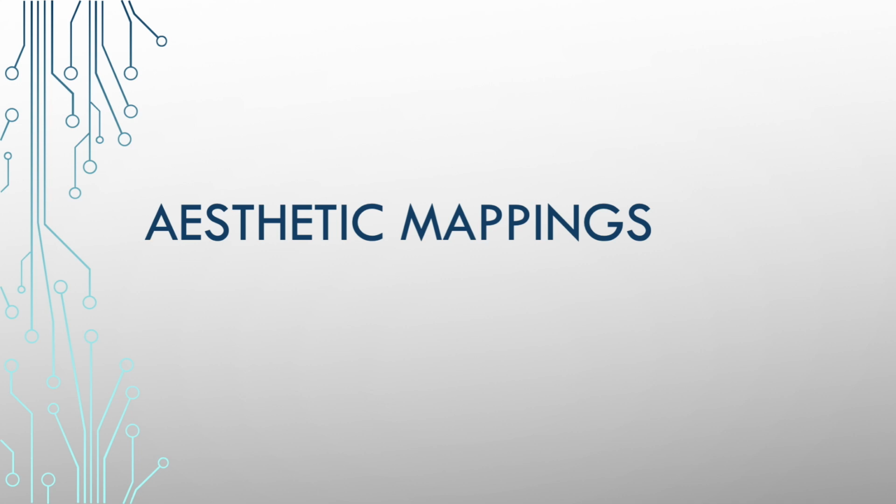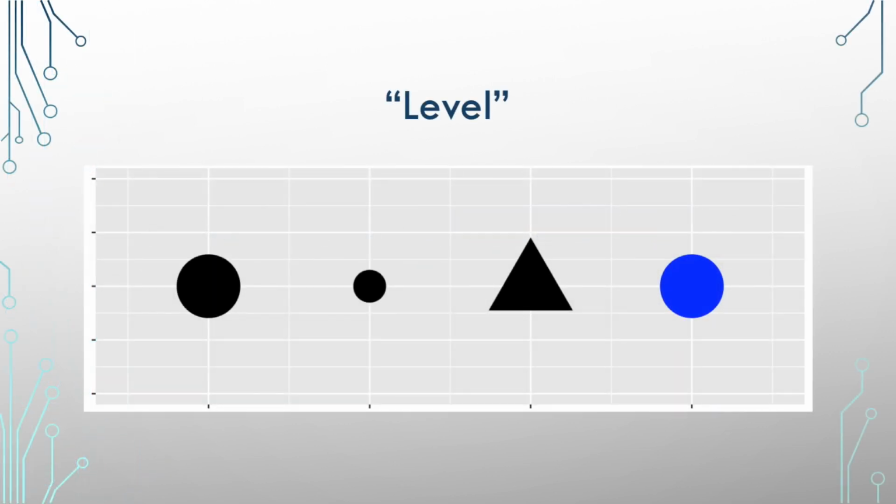Now let's talk about aesthetic mappings. You can add a third variable, like class, to a two-dimensional scatterplot by mapping it to an aesthetic. An aesthetic is a visual property of the objects in your plot. Aesthetics include things like the size, the shape, or the color of your points.